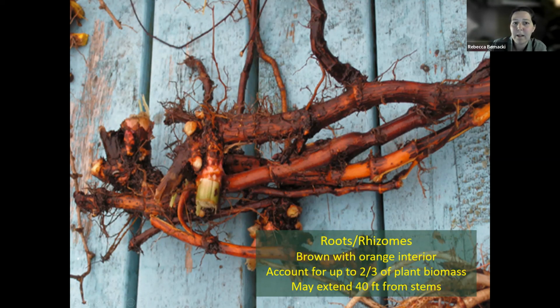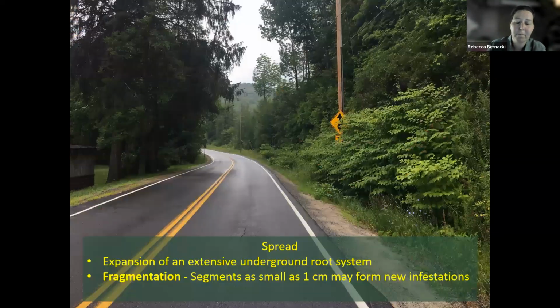Looking at this, you'll see that a lot of these roots are really thick. They're like the diameter of my finger, and there's not a lot of really fine roots present. That'll become really important in a few minutes when we talk about the impacts of this plant. As I mentioned, the species spreads by the expansion of its underground root system and also by fragmentation. Segments as small as 1 centimeter with those nodes present can form new infestations. So for that reason, the species does not respond really well to mechanical treatment. If you tried to mow through this, you'd just make a whole bunch of little pieces that you can spread and make the infestation bigger.